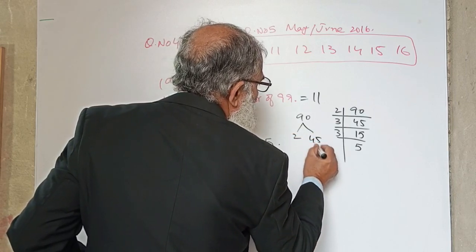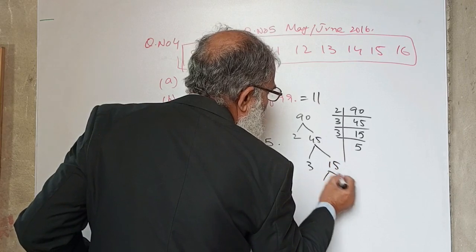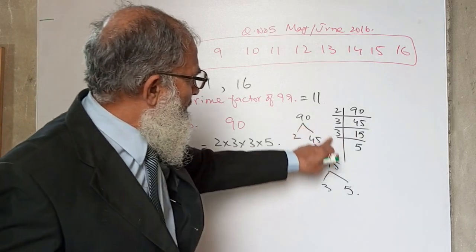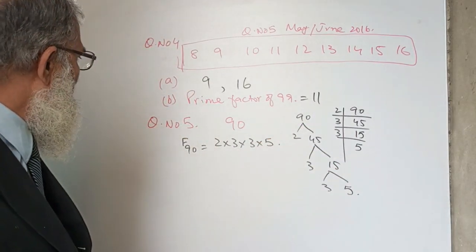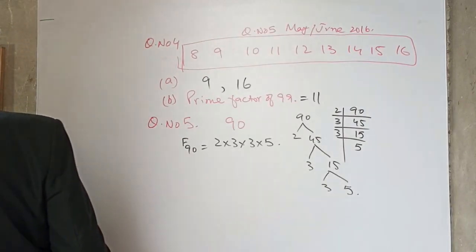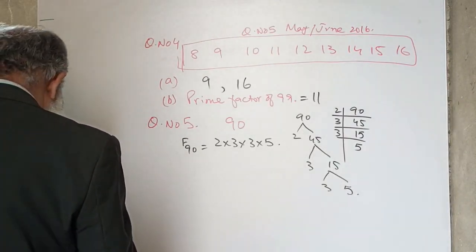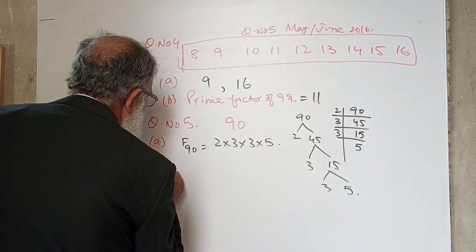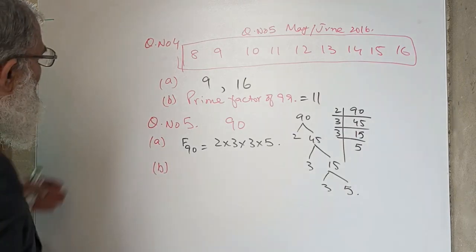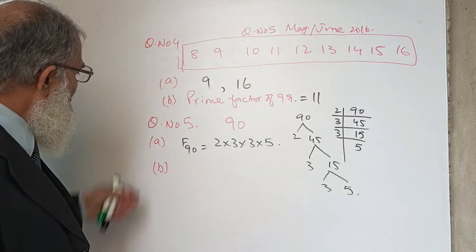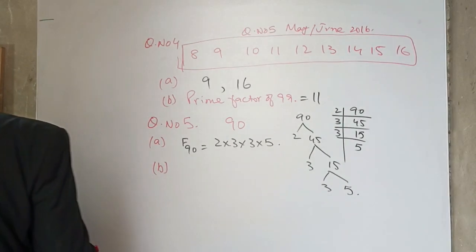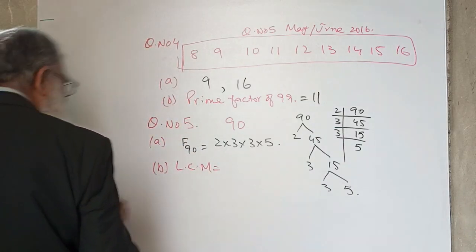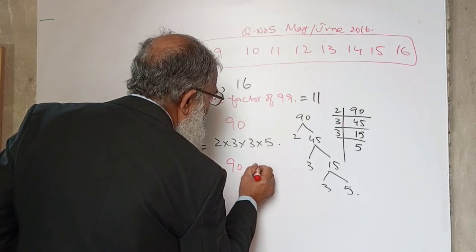2 times 45, 3 times 15, 3 times 5. The factors will remain the same. This was part A, and part B is now in question number 5, part B. We have to find the LCM of 90 and 105.